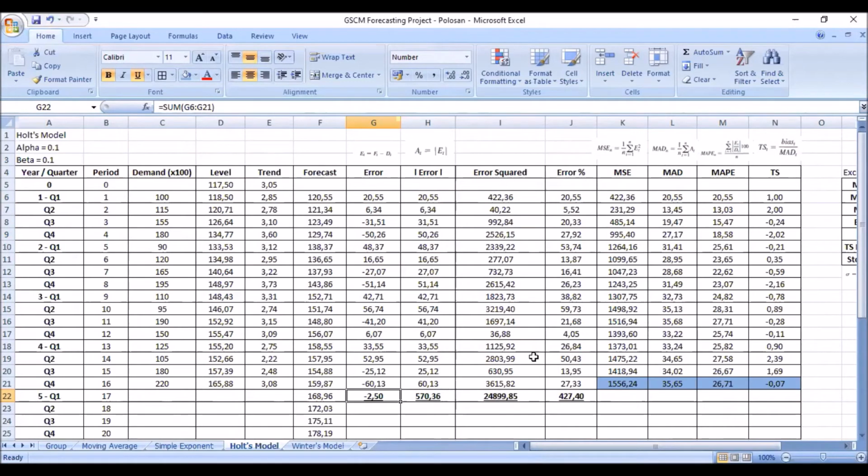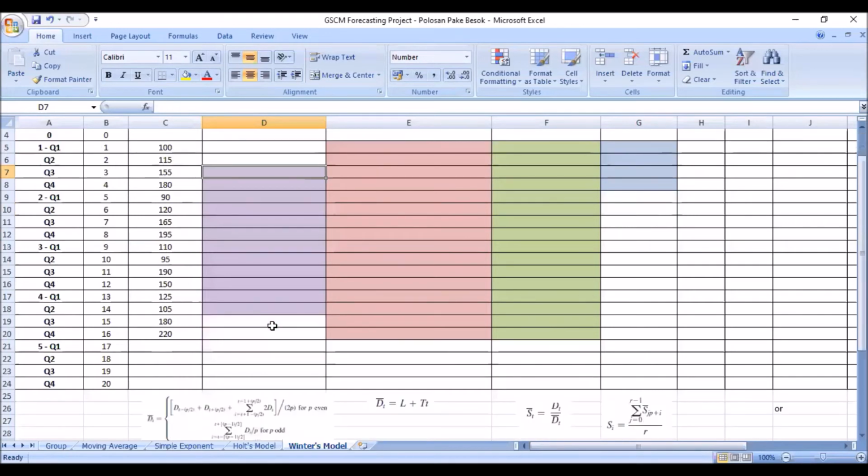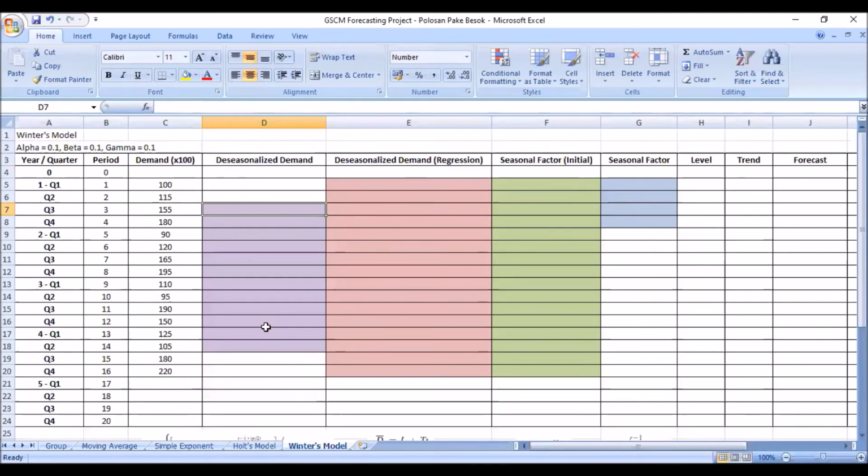Well, I guess that's all for the Holt's model, and after that we're gonna move to the next one, which is the Winters' model. That's more complicated than the previous three methods, because the Winters' model has a lot of components and it is also affected by seasonal factor and trend.